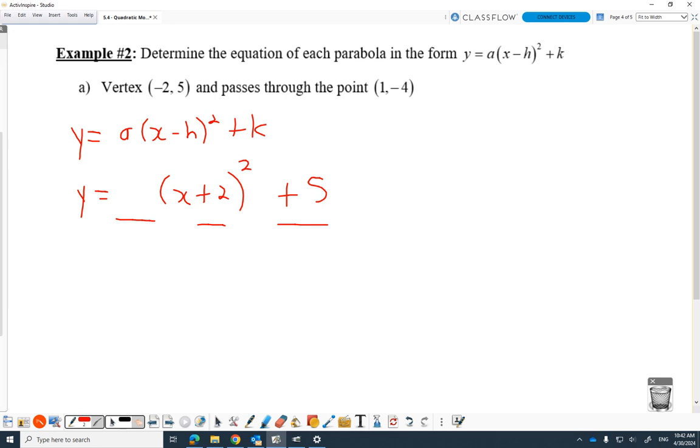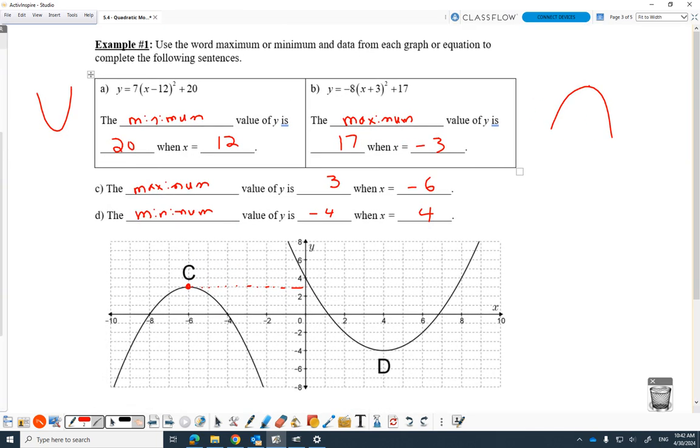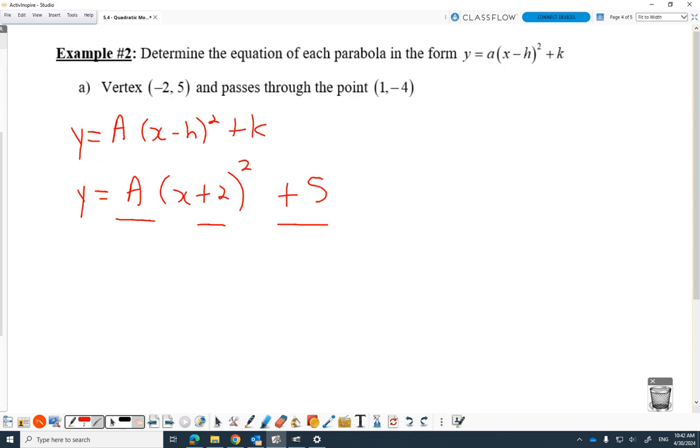I'm going to switch to capital A, okay? Many students in the past have complained about my a's. They say they look like little 9s. But you can write little a's. If you're so good at a's, then you can write little a's. I have no issue with that.